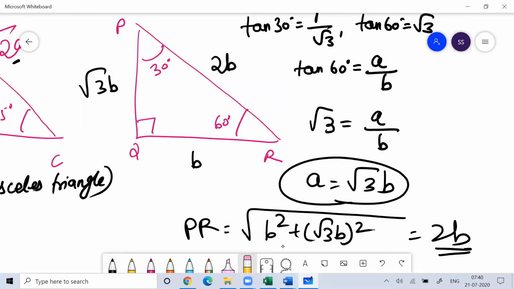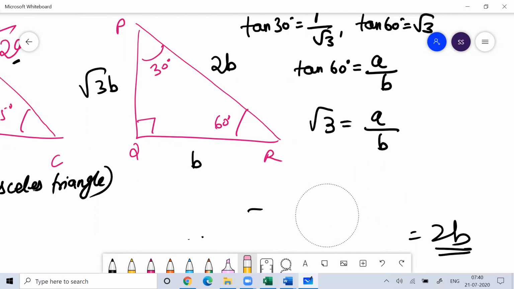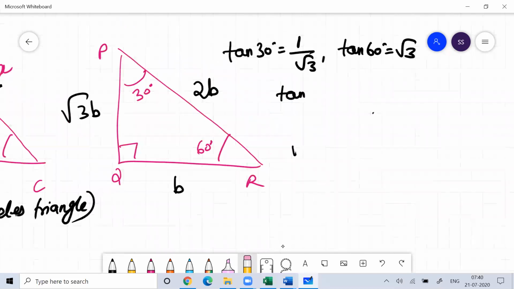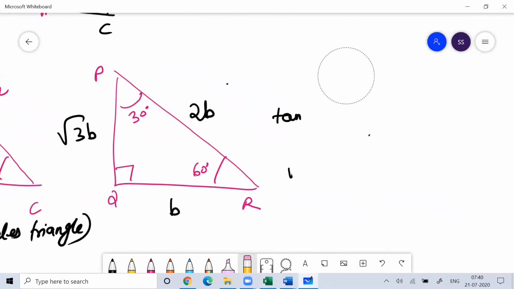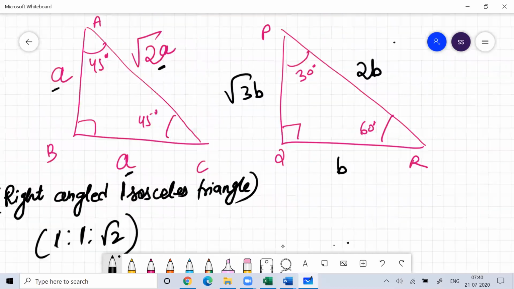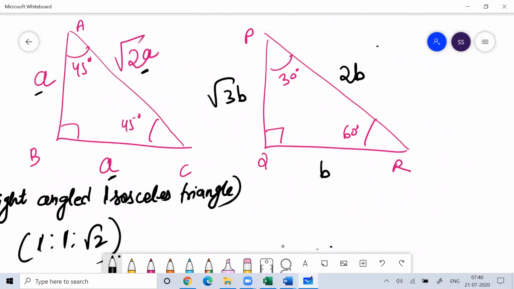So let me erase this. This is the relation which I wanted to talk about. Many times we solve problems on height and distance and all. So this is a very common approach.